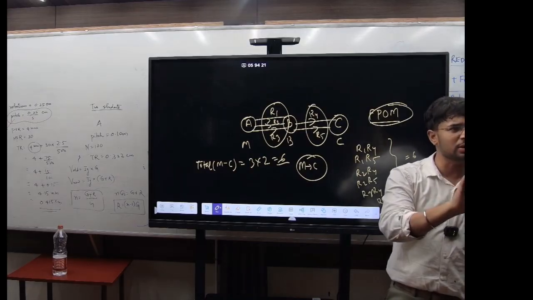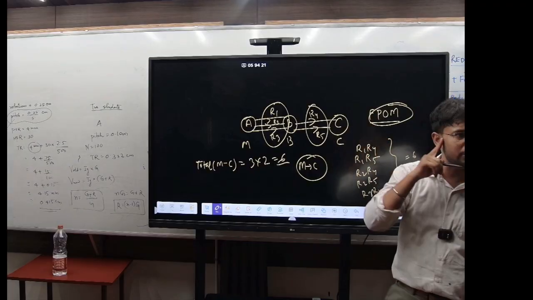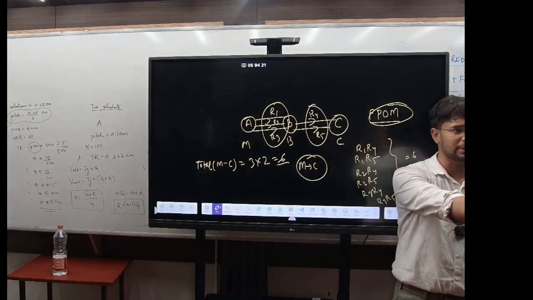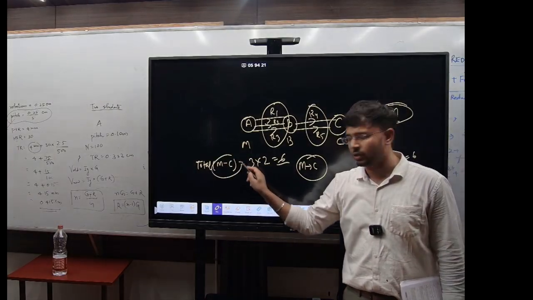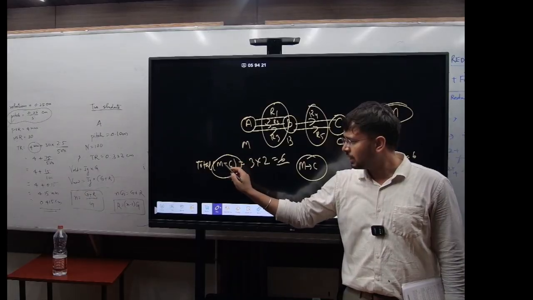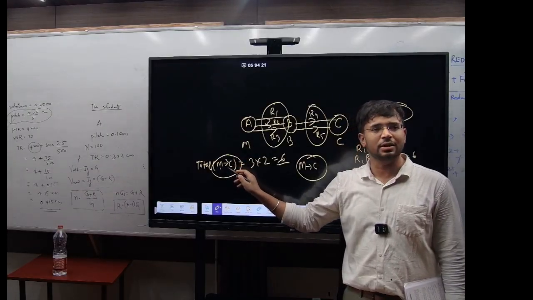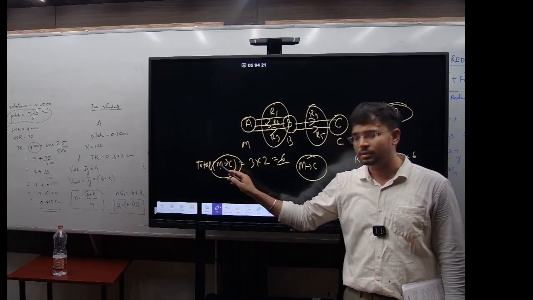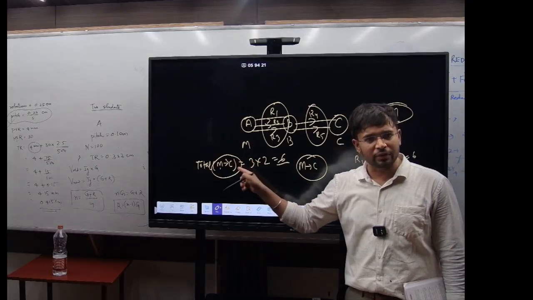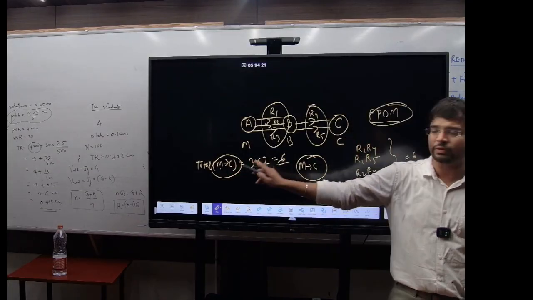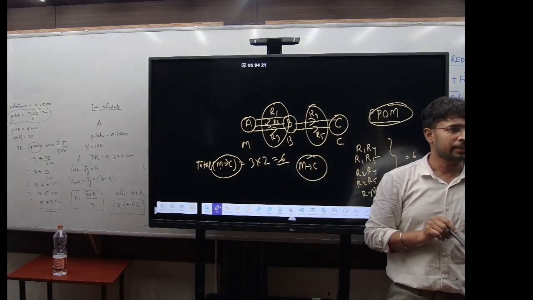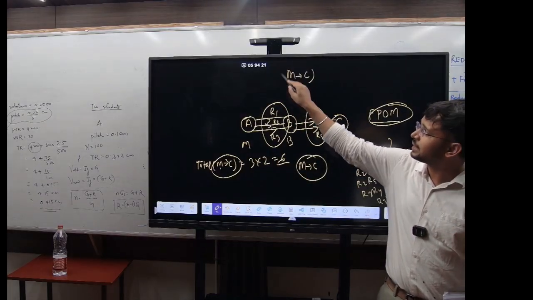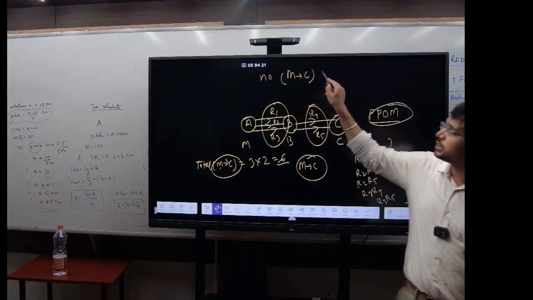Now you have to understand the gist of what the fundamental principle of multiplication is. Remember one thing: in probability or PNC, if you have to complete a work, what is my work? I have to go from Mangalore to Chennai. If you have to complete a work, let's say my work is going from Mangalore to Chennai, then how many ways can I go from Mangalore to Chennai?